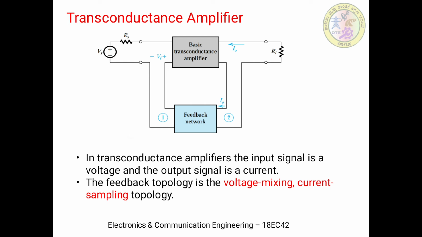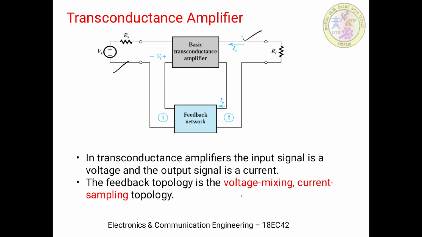So let us know something about this transconductance amplifier. The input signal is a voltage, so that is clear from this. Input signal is a voltage, but here the output signal is a current. That's why we have mentioned I0 here. Now what is the type of mixing that is done? Voltage is mixed, therefore current is sampled. In this feedback topology, what we find is voltage mixing and current sampling.